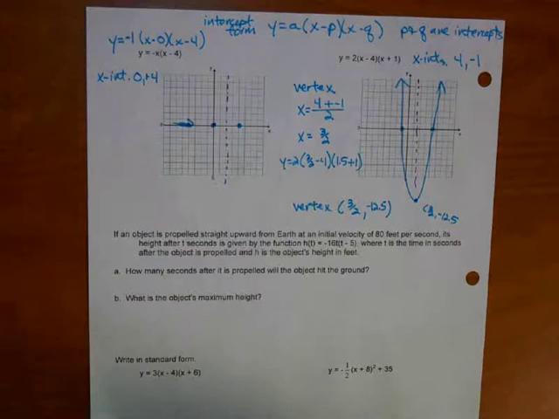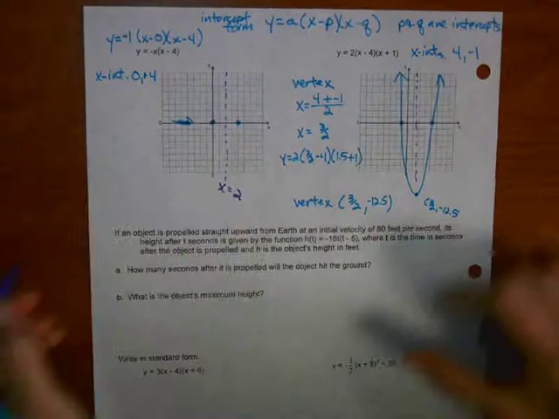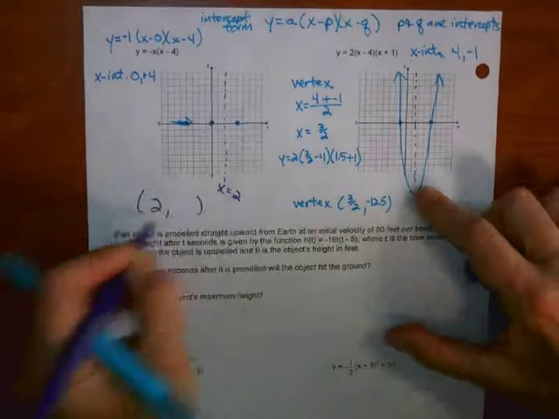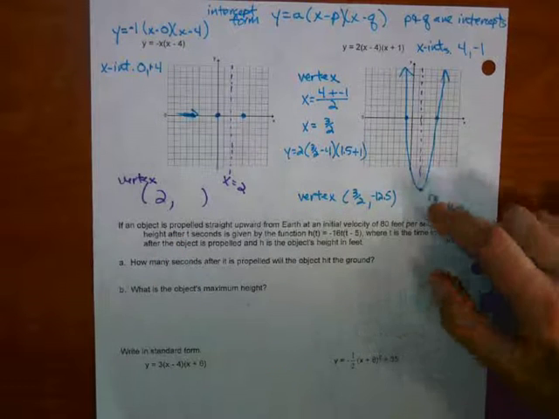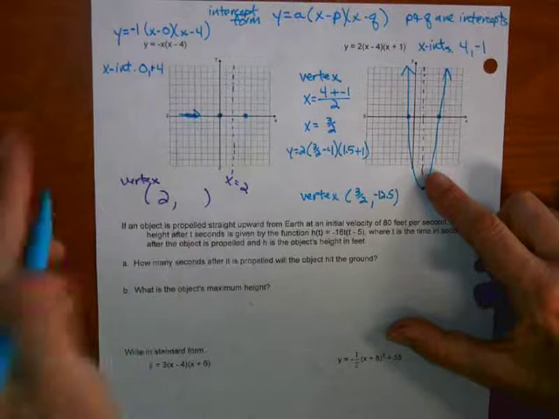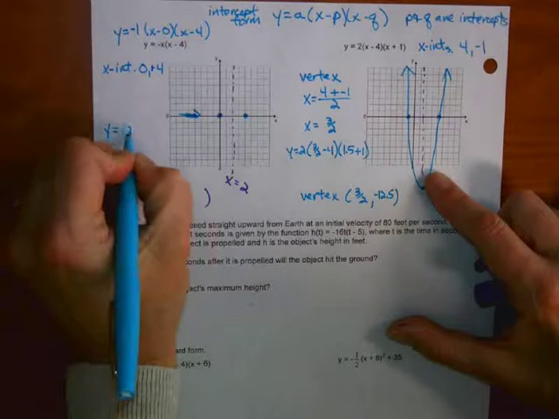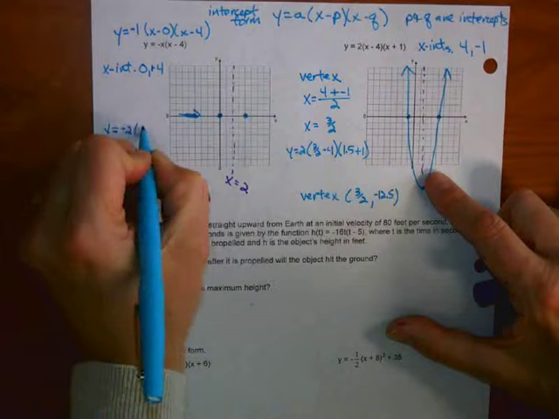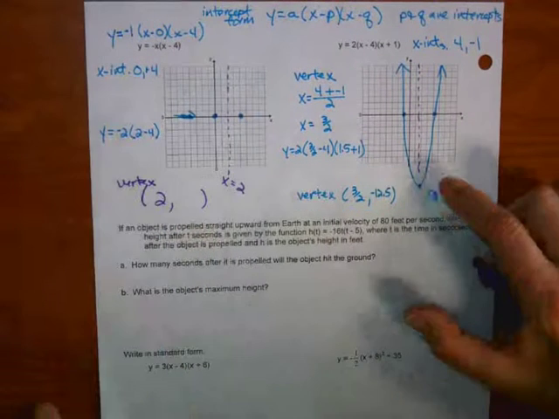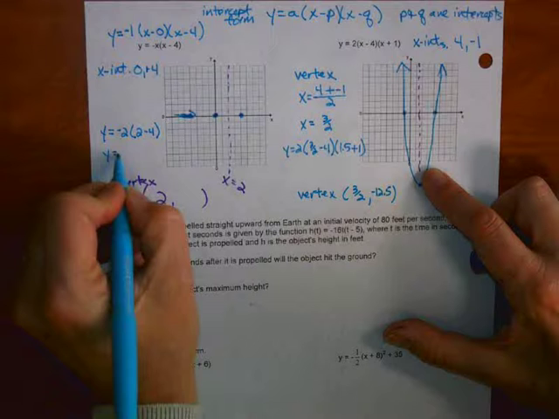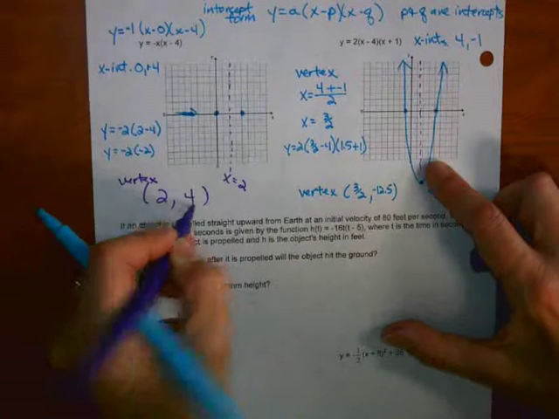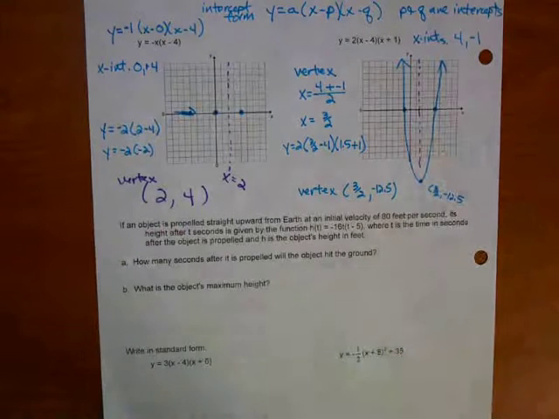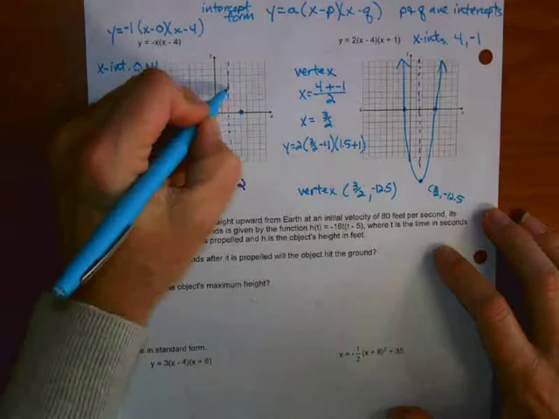Okay, so what is the x-coordinate of my vertex? 2. The x-coordinate of my vertex is 2. So now I have to find the y-coordinate. So I just plug it into my equation. y equals -2 times 2 times (2 minus 4). What's my y-coordinate? Is this supposed to open up or down? Down. Does this point make sense? Yes, it does. Over 2, up 4.